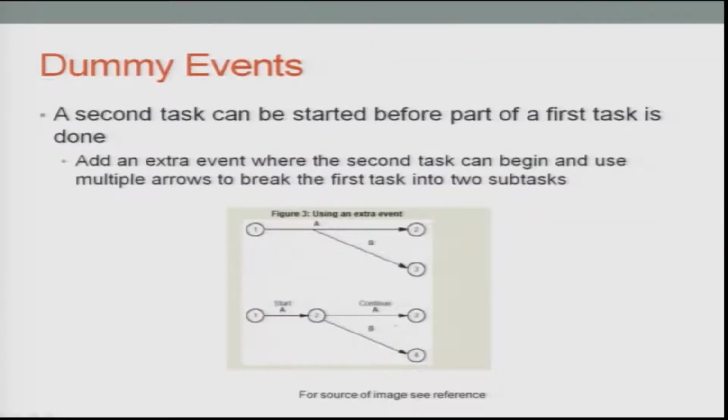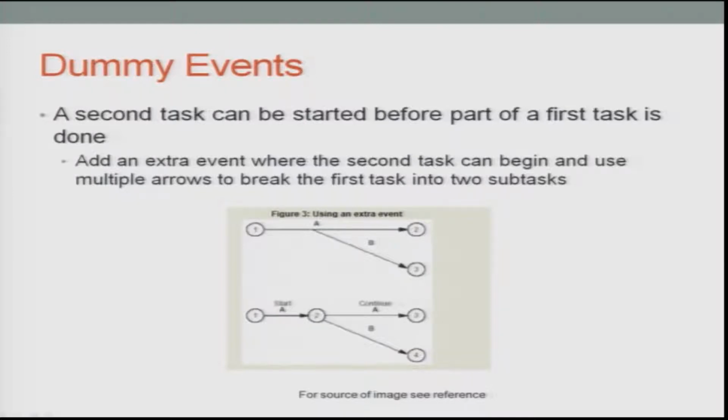Dummy events can be used to continue further, or the second task can be started before part of the first task is done. So what you do is add an extra event when the second task can begin, and use multiple arrows to break the first task into two subtasks. In this case, A and B are there, and you break them into nodes further on, not to complicate matters, but to understand the sequence of the events.